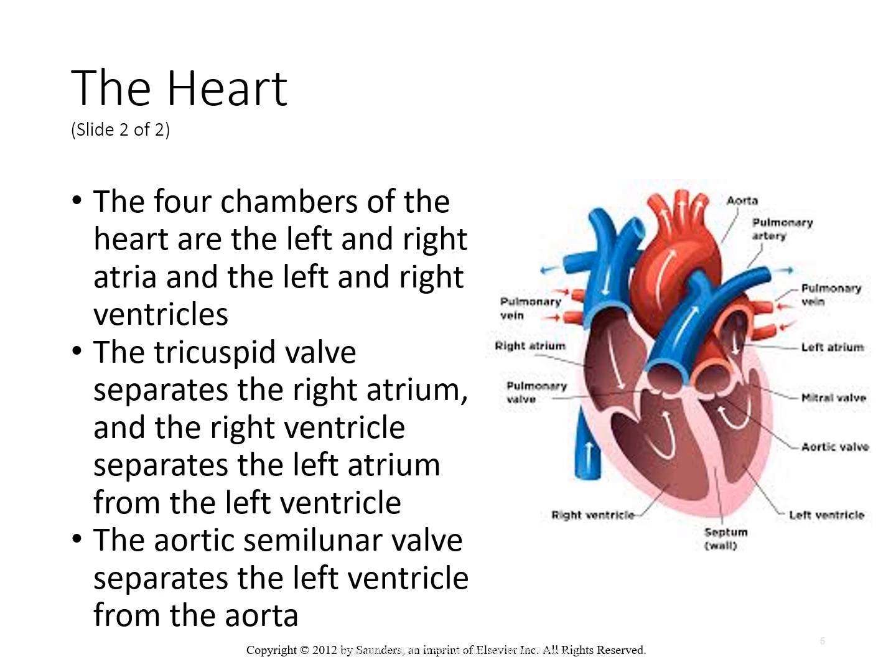The heart also has four chambers. They are the left and right atria and the left and right ventricles. The tricuspid valve separates the right atrium from the right ventricle, and the mitral valve separates the left atrium from the left ventricle. The aortic semilunar valve separates the left ventricle from the aorta.